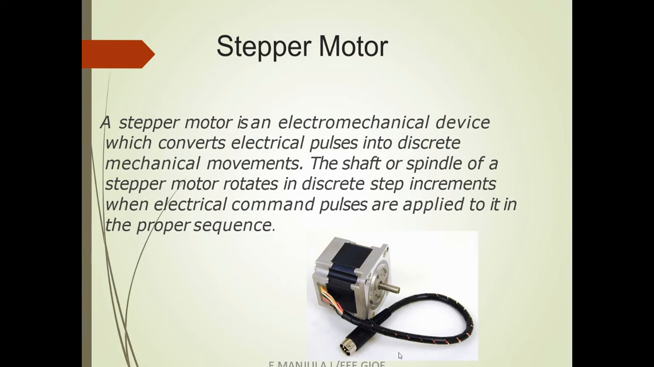A stepper motor is an electromechanical device which converts electrical pulses into discrete mechanical movements. The shaft or spindle of the stepper motor rotates in discrete step increments when electrical command pulses are applied to it in proper sequence. You can see here this is a stepper motor. It is an electromechanical device, so it will act according to the pulse input which is given to the motor.